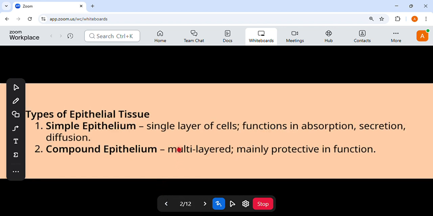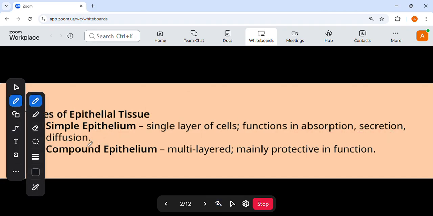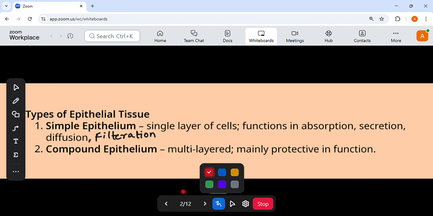Let's move ahead. So we are having two types of epithelial tissue. The first one is simple epithelial and the second one is compound epithelial. So जो simple epithelial है, यहाँ पर सिर्फ एक ही layer होता है cells का. Only single layer of cell will be present, which helps in absorption, secretion and diffusion, as well as filtration.